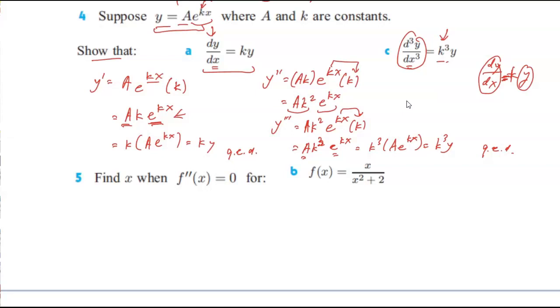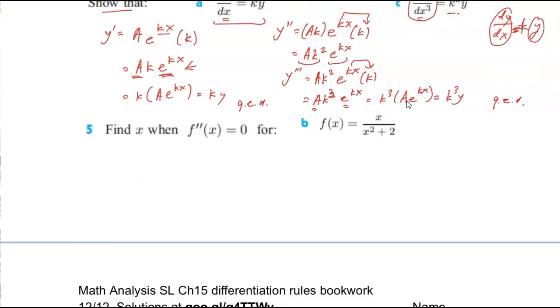Okay? All right. So last question here, number 5. Find x when the second derivative is equal to 0 for this function here. So we're going to have to find the second derivative, and then we're going to set it equal to 0. So let's find the first derivative, and then we can find the second derivative after that.